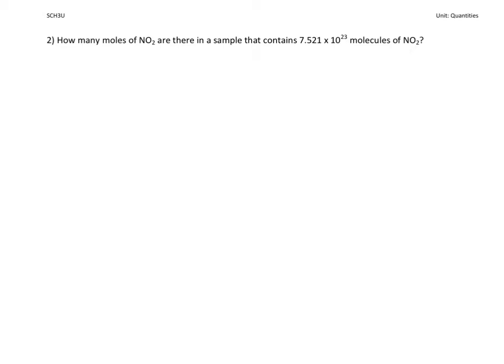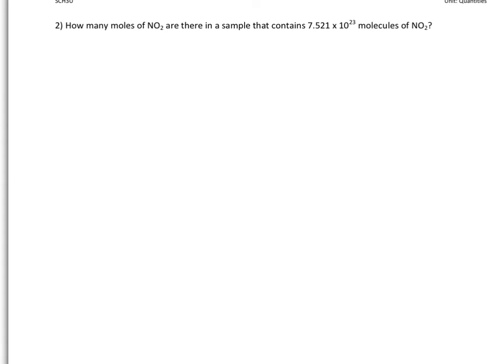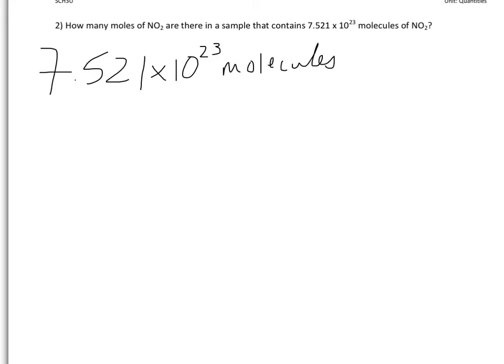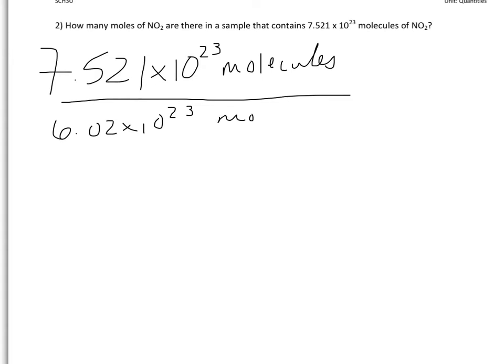Alright, so how many moles of NO2 are in the sample it contains? The first thing I'd write down is what is given to me. So let's start out with 7.521 times 10 to the 23 molecules. The first thing I need to do is get over to moles. Avogadro's number would be great to use here, so we'd use 6.02 times 10 to the 23 molecules per mole. My molecules would cross out.